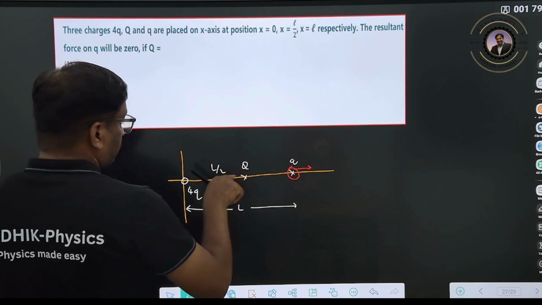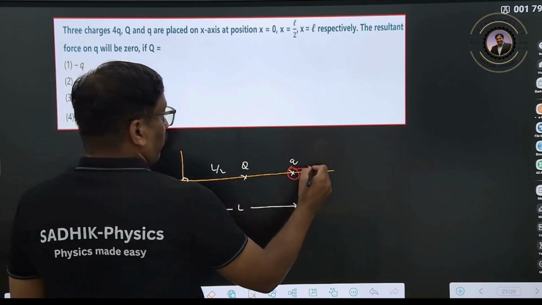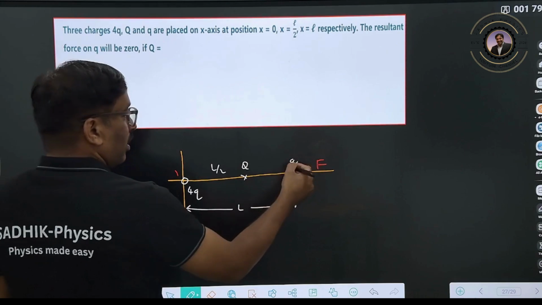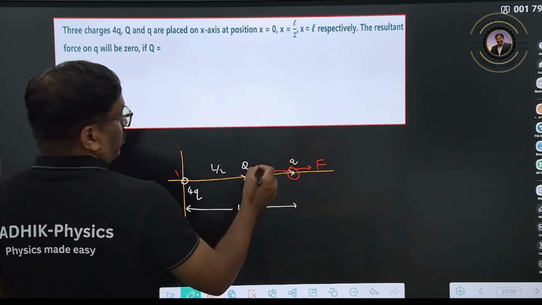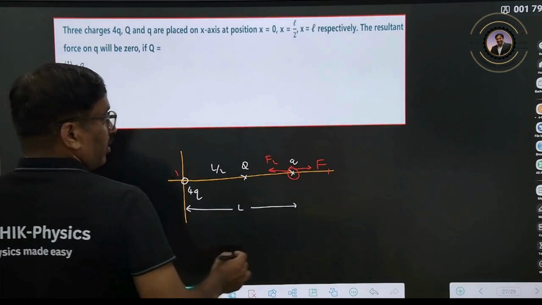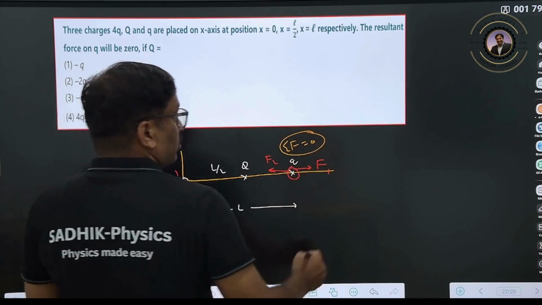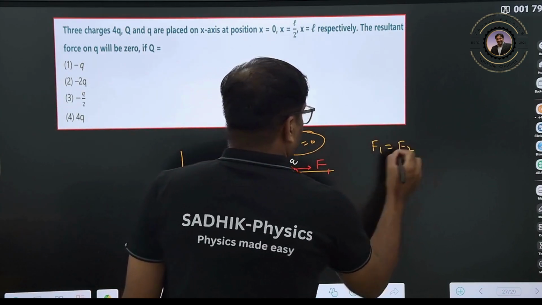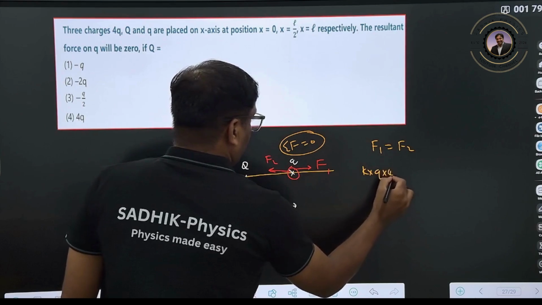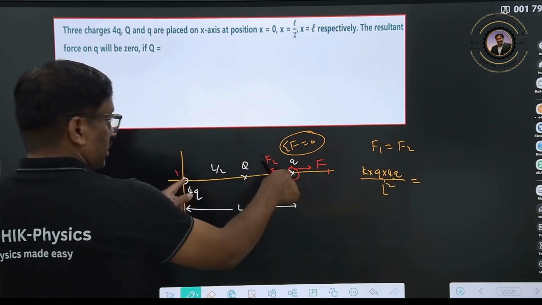These two, 4Q and Q, are identical, so there will be a repulsion force due to one. But to nullify this, compulsorily the force should act toward this side. So this is F2, F1. F2 and F1 should be equal, so that net force acting on this one should be equal to 0. That means F1 should be equal to F2. F1 is K into Q into 4Q divided by L square, because that is the distance.